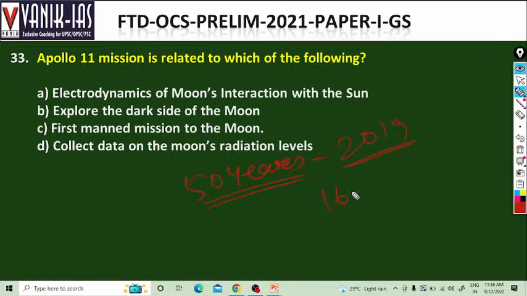It was launched in 1969 by NASA. It was the first American astronauts who have gone to the moon. That is Apollo 11, the first manned mission to the moon. C is the answer. Next question.